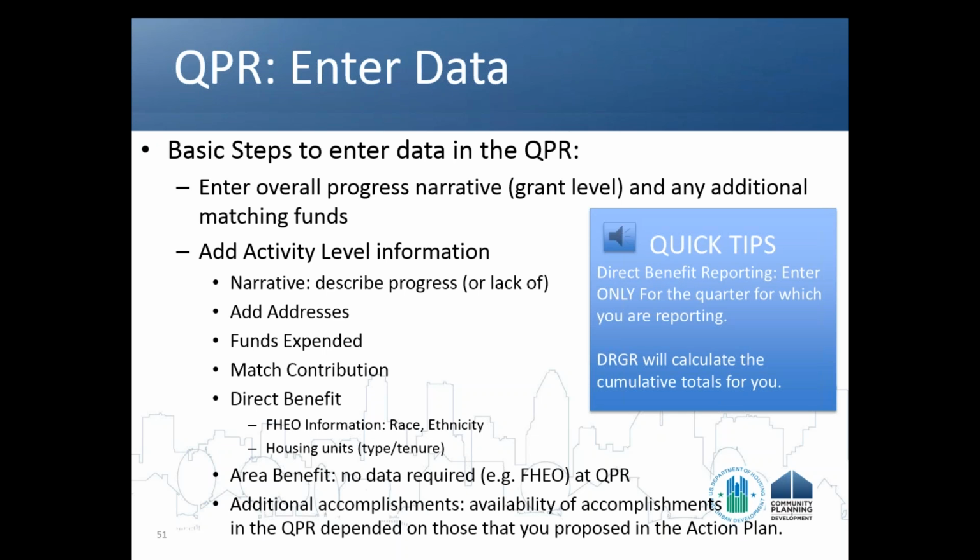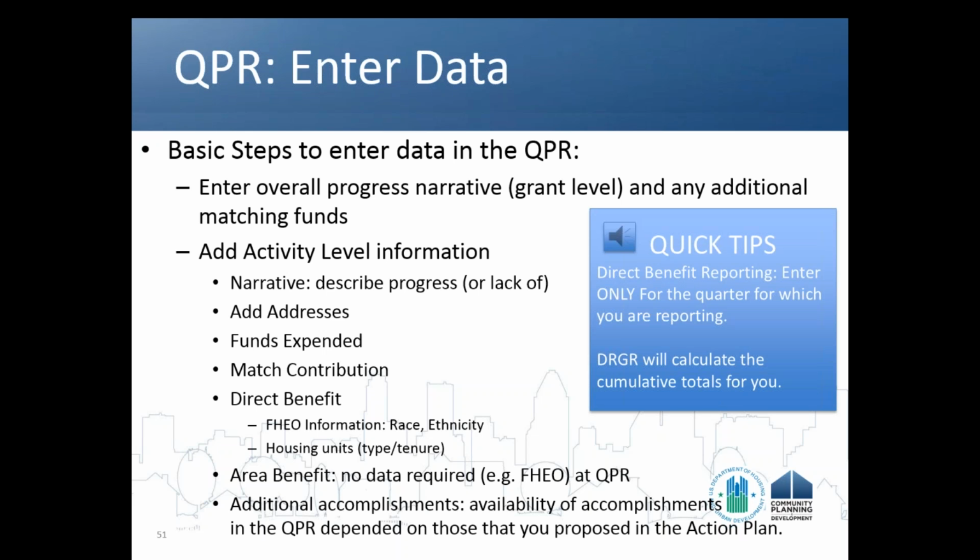So don't forget, if some of those accomplishments that are pre-populated by HUD aren't exactly what you're wanting, for example, you want to talk about jobs created, but you want to talk specifically about certain jobs that you have promised the public that you're going to create, and that just is not an option in the pre-populated list of accomplishments, you can still talk about it in your narrative then.